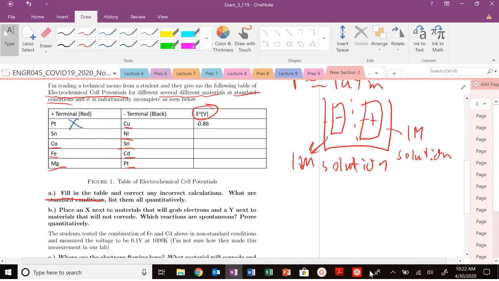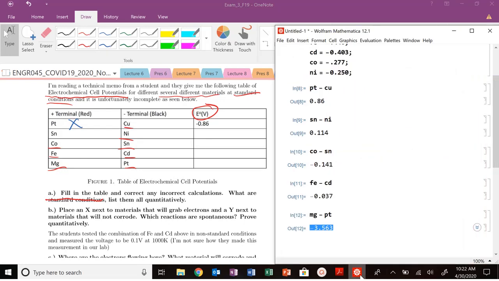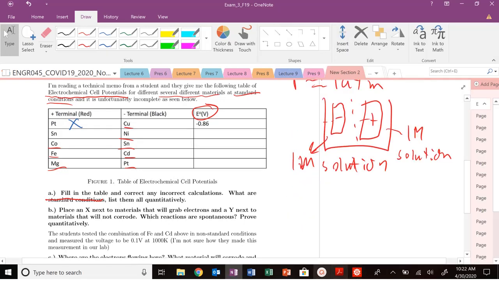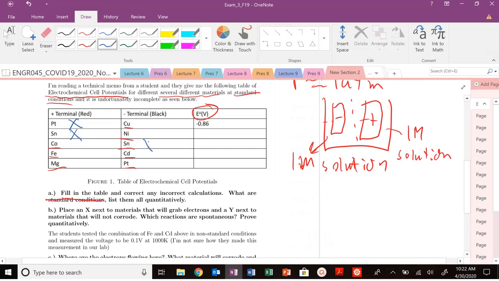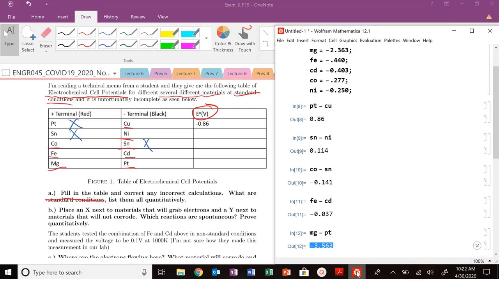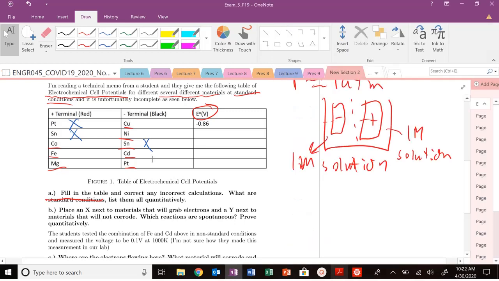Let me look back at my notes. Materials not going to corrode, because it's positive, we know that this is grabbing electrons. Let's look again. Oops, opposite here. So that material is going to grab electrons. And the next two are the same way. So all of these are going to grab.